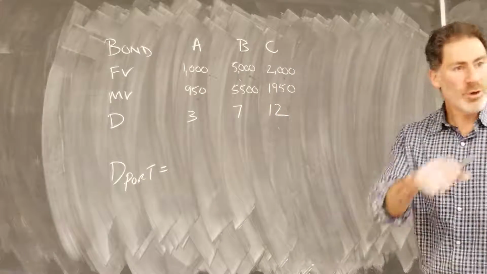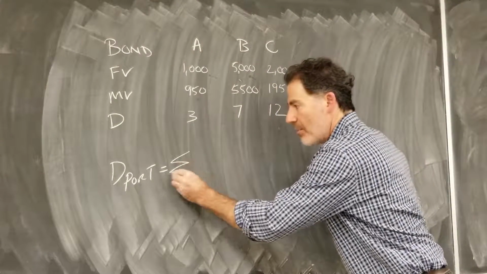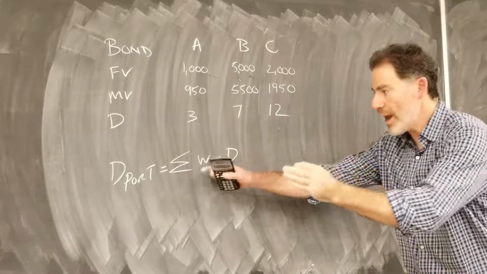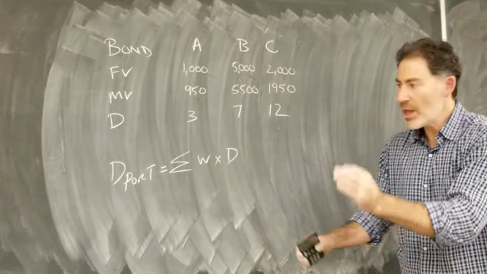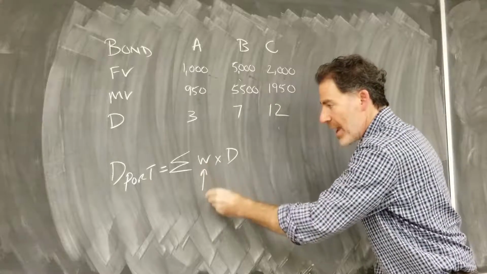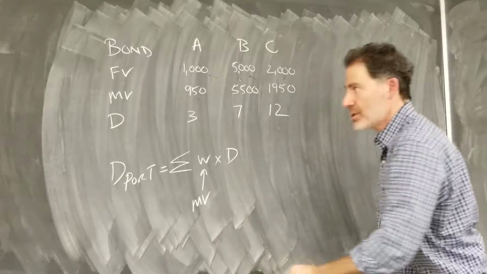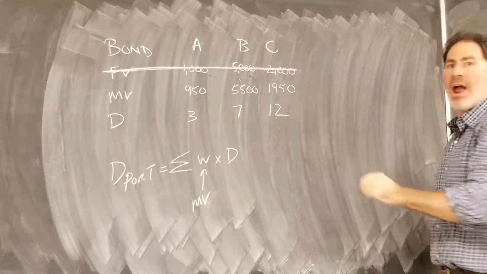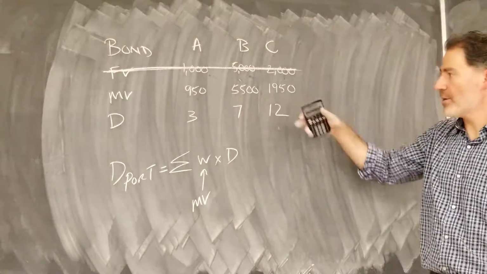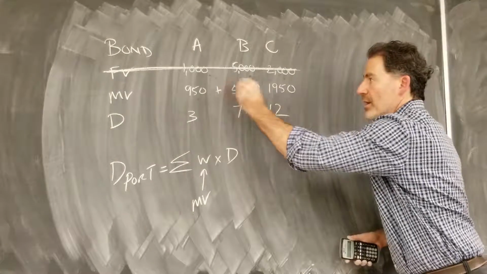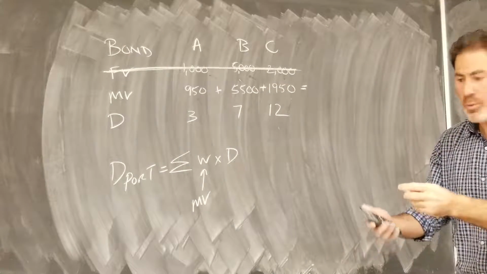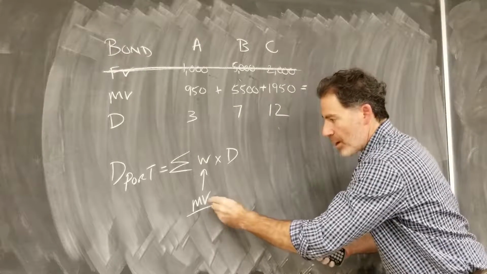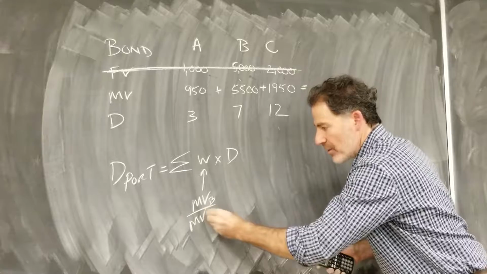So we know that the duration of the portfolio is the sum of the weightings times the duration, the weighted average of each duration. The weightings are based on market values. So you never use the face value. That's the first thing. That's a distractor. These are the market values. So the first thing that I'm going to do is add them all up because I'm going to get the weightings for each out of the total of the portfolio. Market value of the bond, market value of the portfolio.